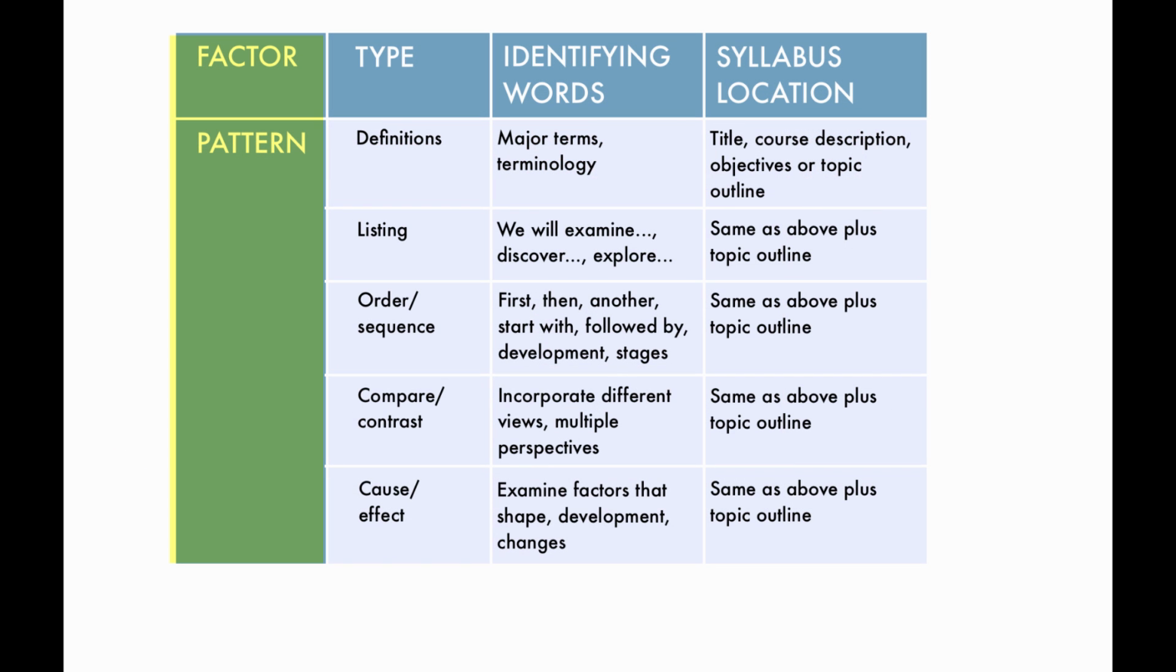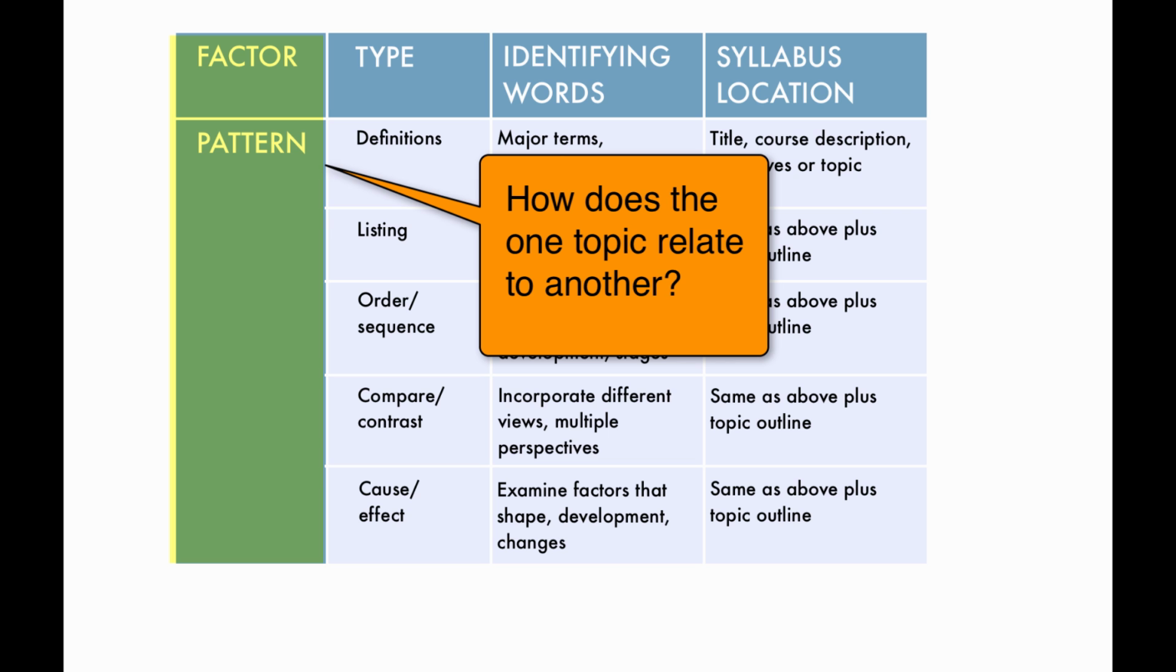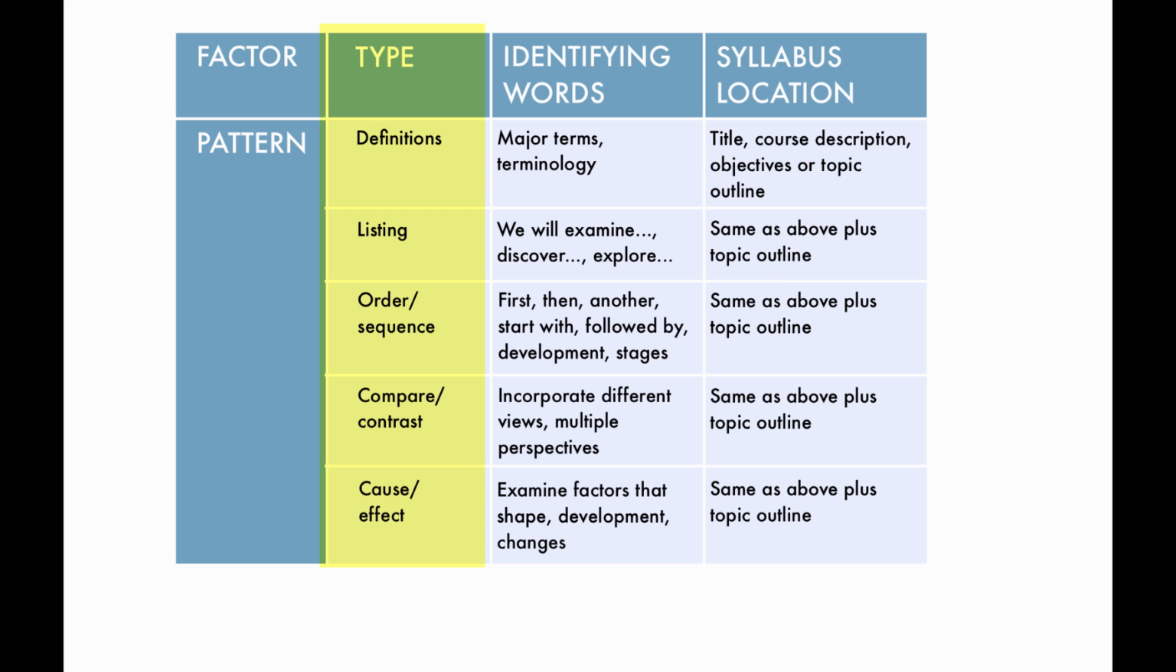The second factor is patterns. How does one topic relate to another? There are 5 types of patterns. First, there's definition. Courses that emphasize the technical terms, names of events, people, theories of the discipline. This is all typical of the majority of introductory courses.